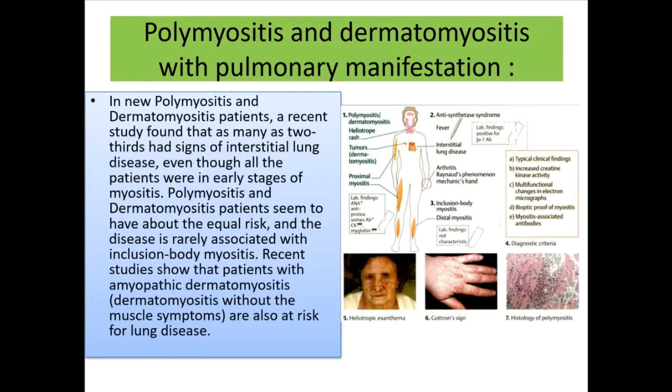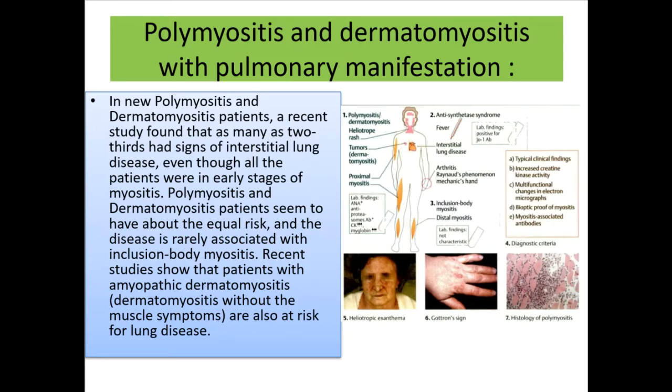Polymyositis and dermatomyositis with pulmonary manifestation. In new polymyositis and dermatomyositis patients, a recent study found that as many as two thirds had signs of interstitial lung disease, even though all the patients were in early stages of myositis. Polymyositis and dermatomyositis patients seem to have about equal risk, and the disease is rarely associated with inclusion body myositis.